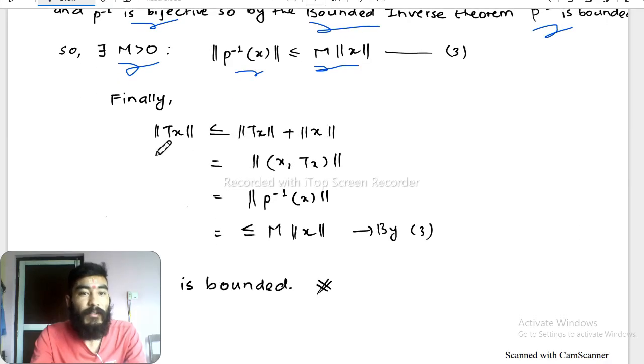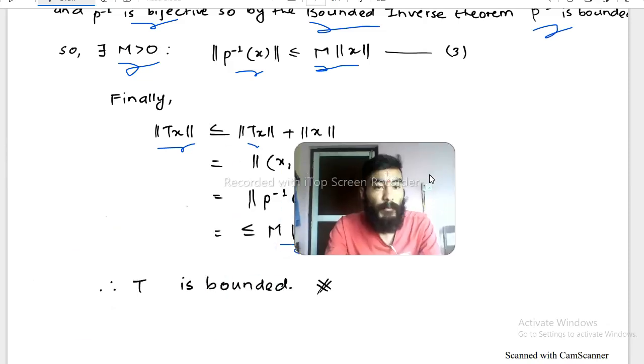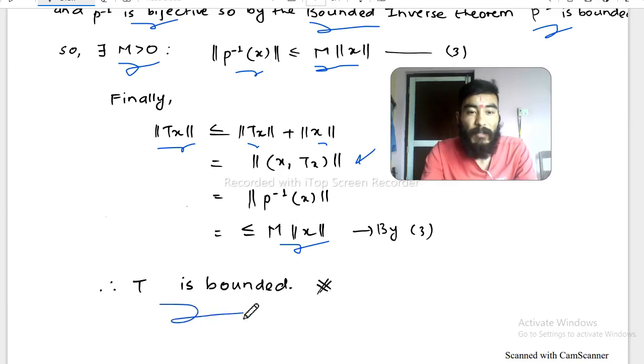And finally, the norm of Tx is less than or equal to the norm of Tx plus the norm of x, which equals the norm of (x, Tx) by the definition of our newly defined norm, and this equals the norm of P inverse x. From the previous step, the norm of P inverse x is less than or equal to m times the norm of x. This shows the norm of Tx is less than or equal to m times the norm of x. By definition, T is bounded. So the closed graph theorem states if T is closed and D(T) is closed in X, then T is bounded, and we have proved the theorem. Thank you.